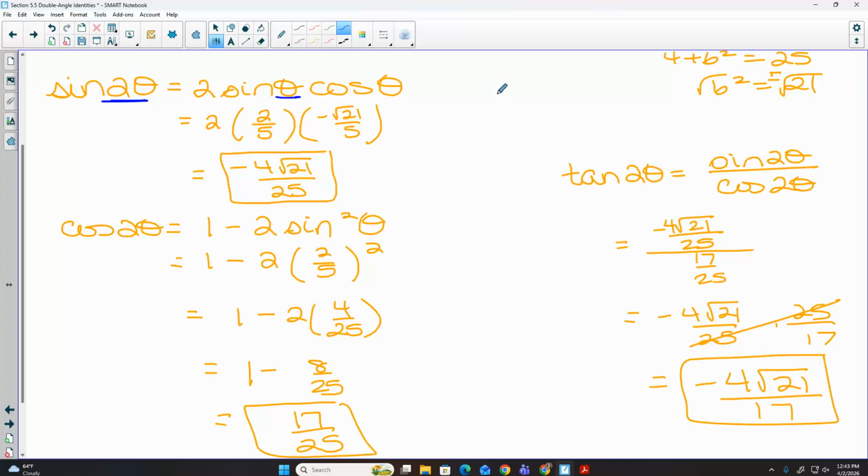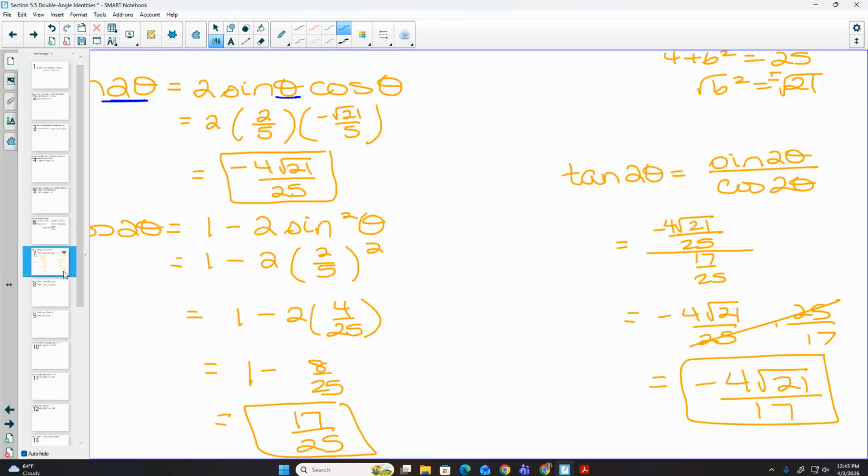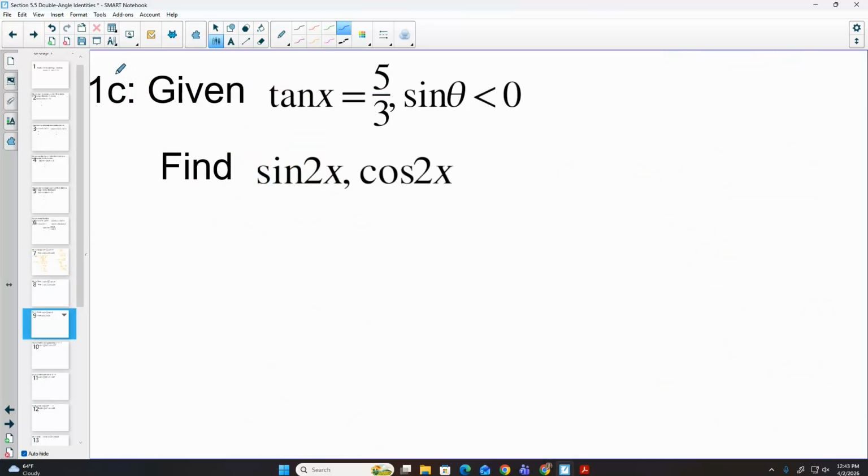How do we feel about that one? I have example B and C, just like it. Do we need to do another one? Maybe one more? Let's go to this one.